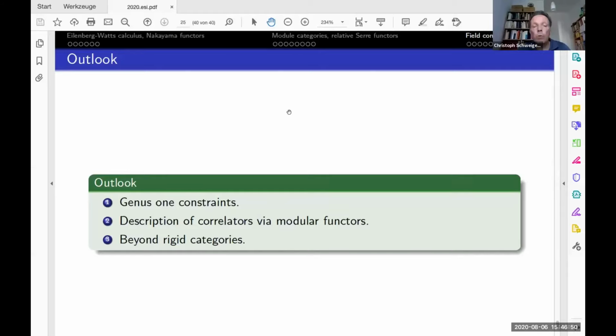And of course, rigidity was technically important here, but for CFT there are interesting cases without rigidity for the chiral data, and the formalism should be extended to them as well.